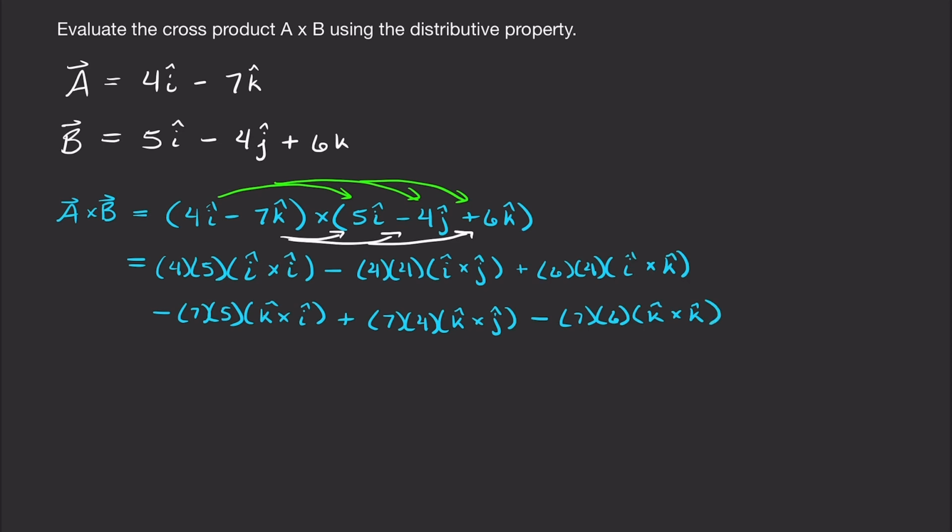Okay. Now if you notice, we got some i hat cross i hat, k hat cross k hat. You could have gone ahead and crossed these out and sent them to 0, or just ignored them completely. But I went ahead and wrote them.